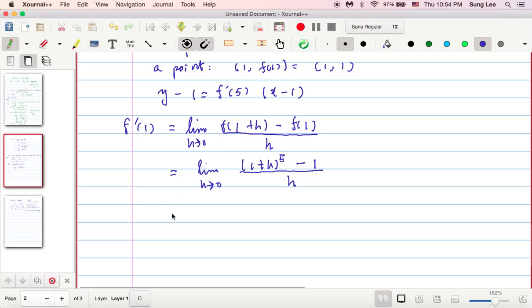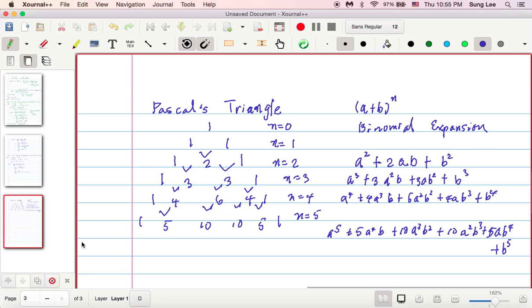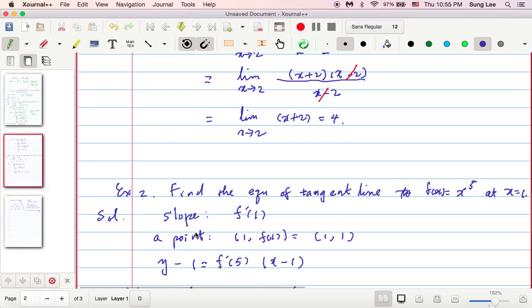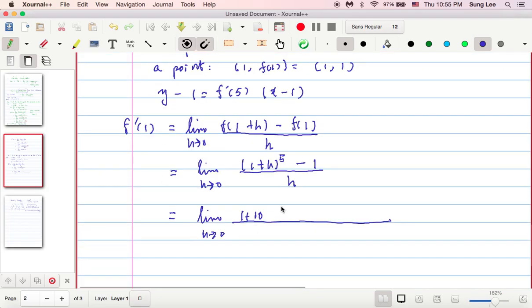Okay, here we are. So we have no problem now expanding this, right? Limit h goes to 0 of (1 plus h) to the 5. We can expand it, no problem. That's going to be 1 plus... It goes like 1, 5, 10, 10, 5, 1, right? 1, 5, 10, 10, 5, 1.